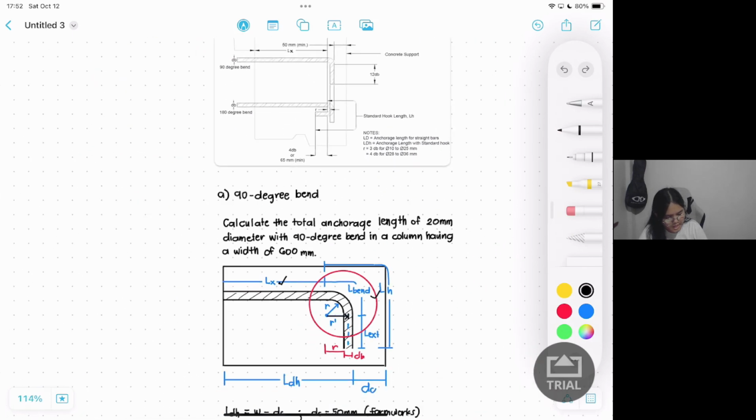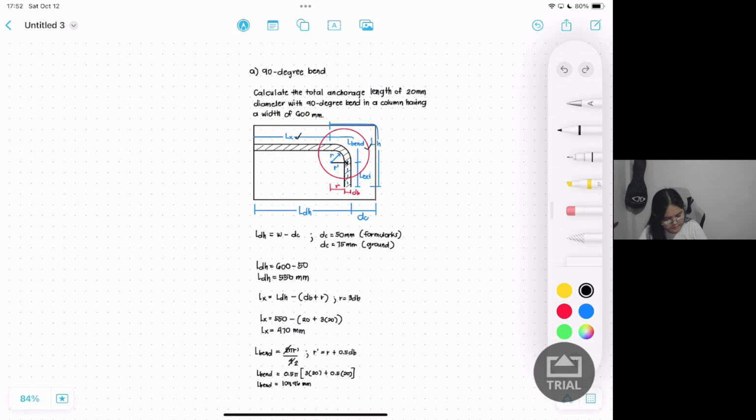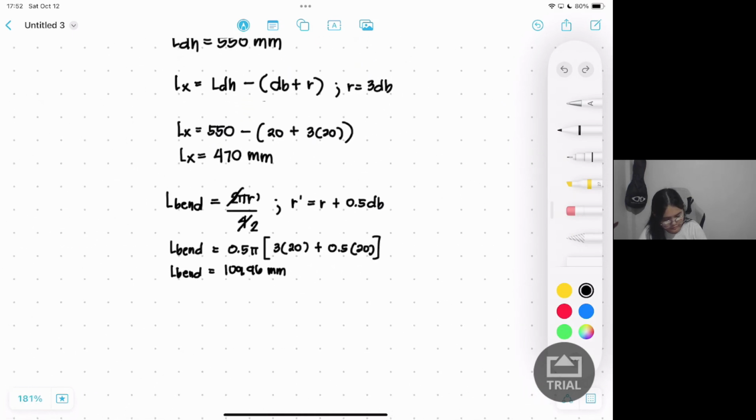So, si L extension ngayon ay 12 dB. So, that is 12 times 20. So, kapag kinumpit nyo yan, you will get 240 mm.